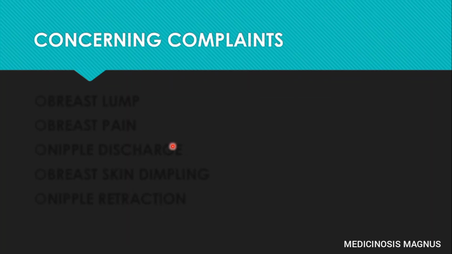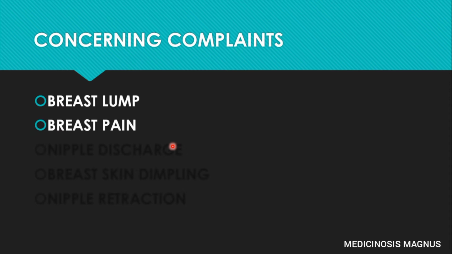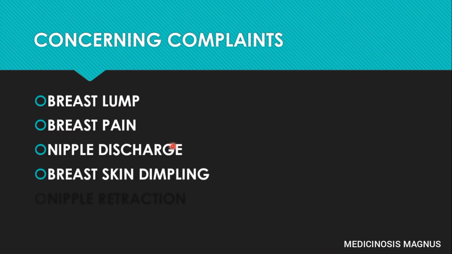Now let's see some common concerning complaints which you might have, and you have been ignoring all the while. That could be a breast lump. It could be a small one or a big one. It could be freely moving or it could be fixed. Whatever it is, it must be dealt with. Now you may also have breast pain or nipple discharge. It is important to know the color of the discharge, and also breast skin dimpling or nipple retraction.